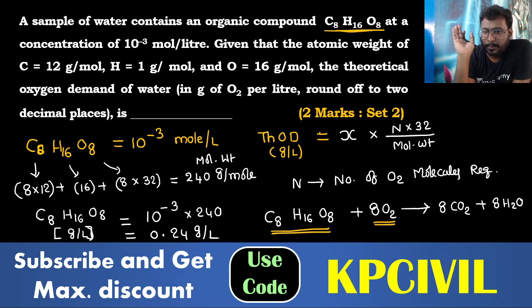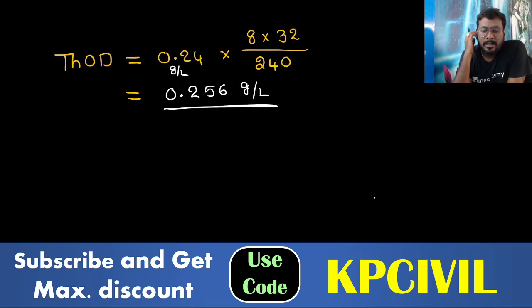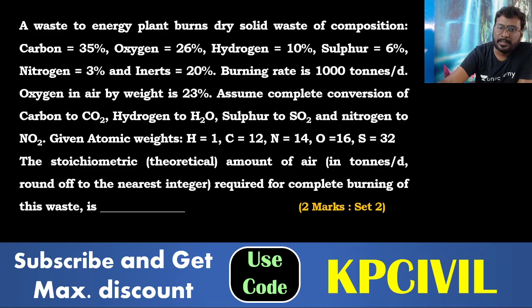2 marks question. Simple. The only thing is you convert mole per liter to gram per liter. Understand how many oxygens are required for degradation. Just take into the formula 0.24 into 8 into 32 by 240, 0.256 gram per liter.